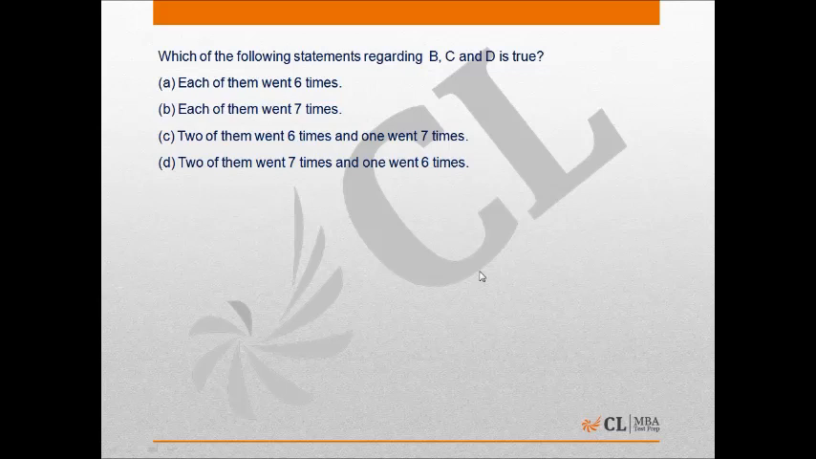Now come to the next statement. Two of them went 6 times and one went 7 times. This statement is true, as we have calculated. Exactly two of them went 6 times and one went 7 times. So option C is true. Before moving to the next question, check option D also. Two of them went 7 times and one went 6 times. It is wrong. So the answer to this question is option C.